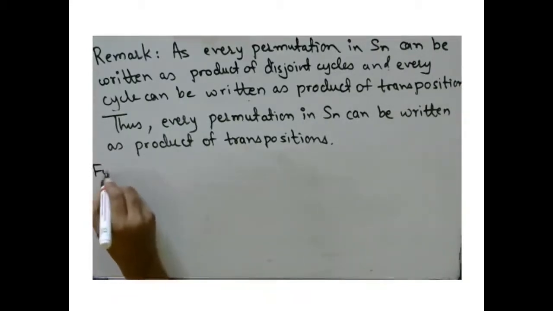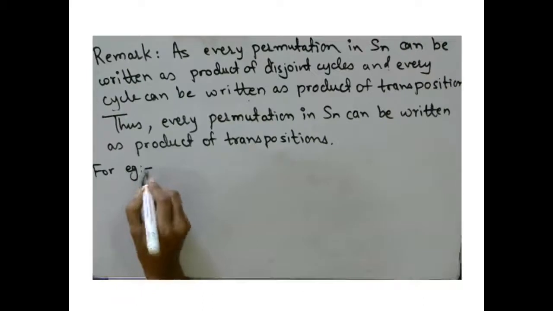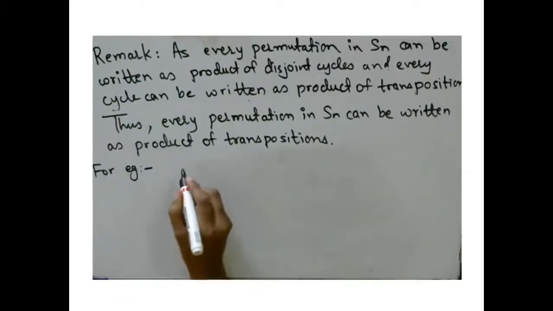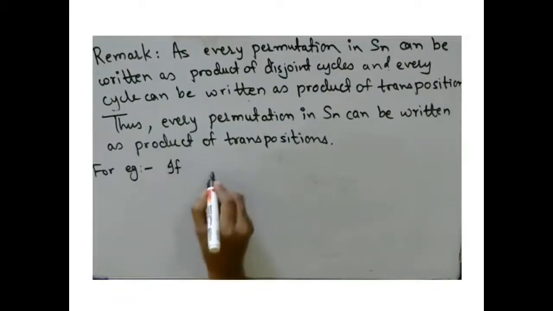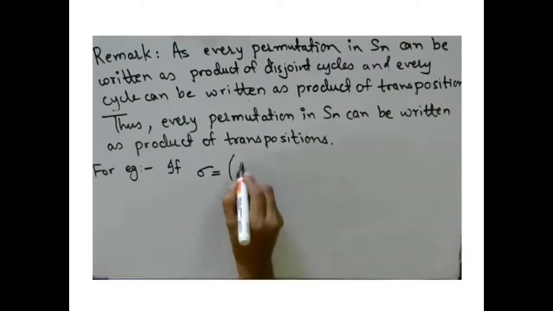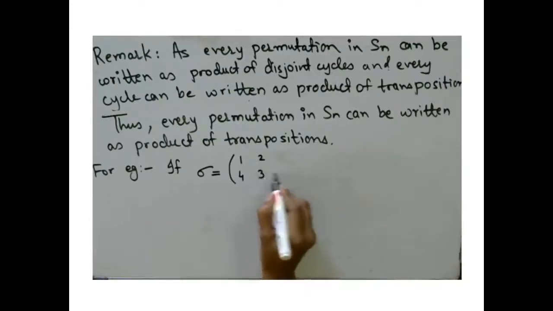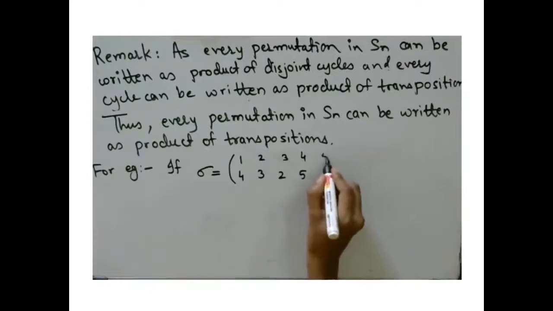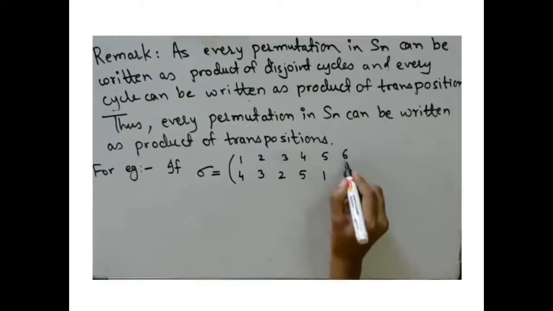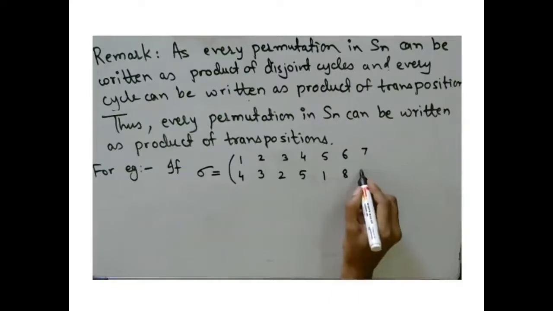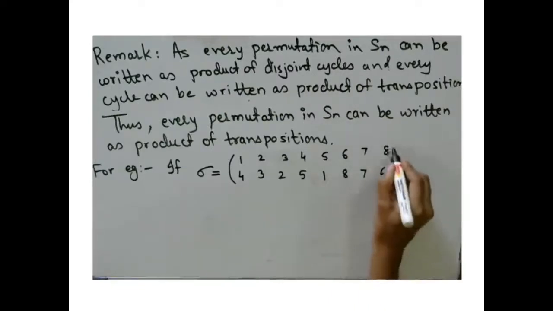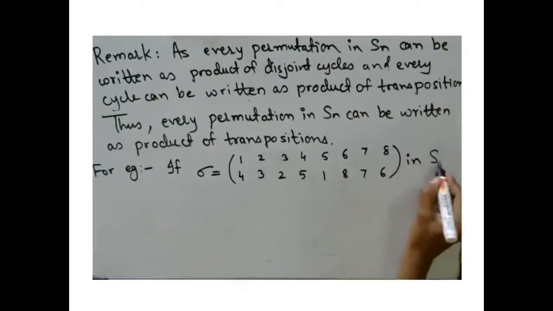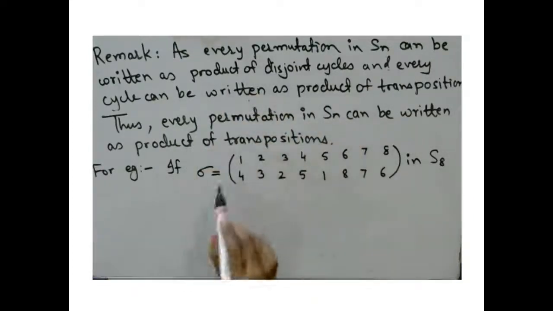For example, if you consider the permutation sigma, 1 mapping to 4, 2 mapping to 3, 3 mapping to 2, 4 mapping to 5, 5 mapping to 1, 6 mapping to 8, 7 is fixed, 8 mapping to 6 in S8. Sigma is a permutation in S8. So how can we observe this remark from the sigma?